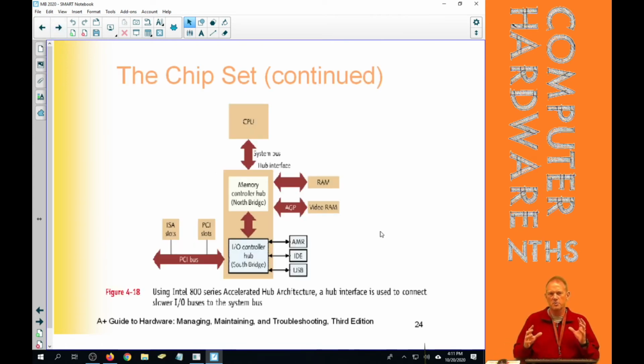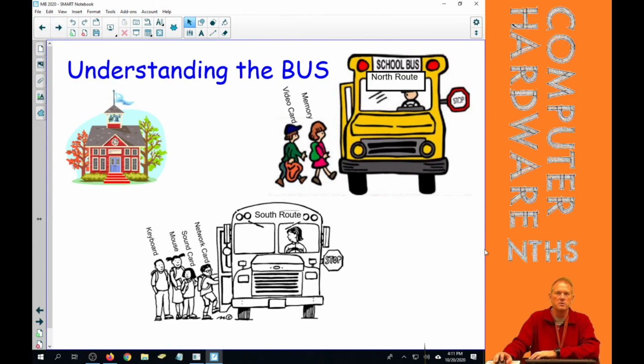So just another picture showing that the chipset controls the flow of information to and from the CPU. The chipsets go through the North Bridge, that you can see RAM and video talk through the North Bridge to the CPU, and all the other things go through the South Bridge to the CPU. Picture of a bus showing that the bus that's the north route only has 2 players, memory and video.